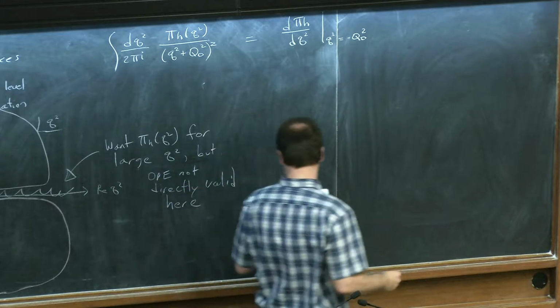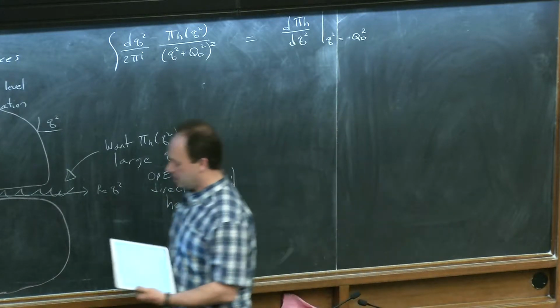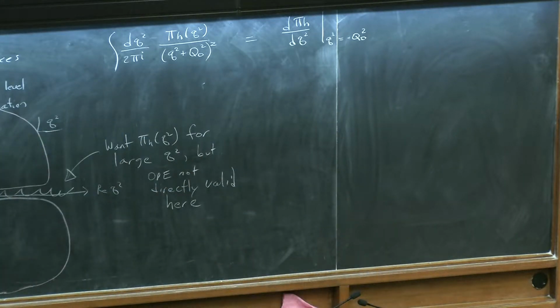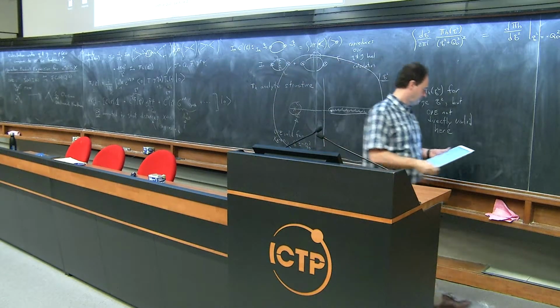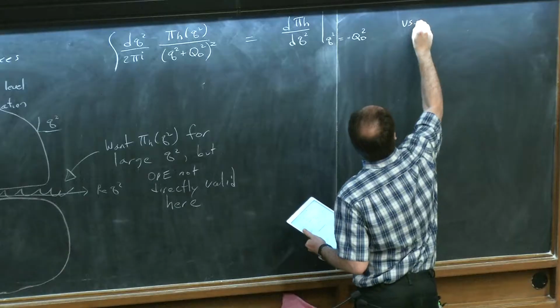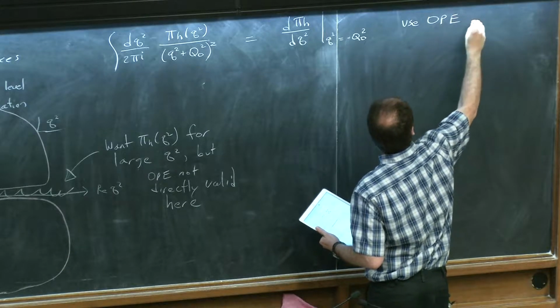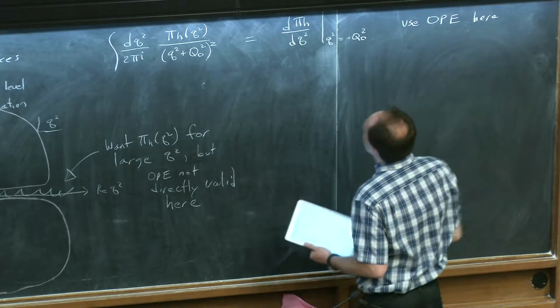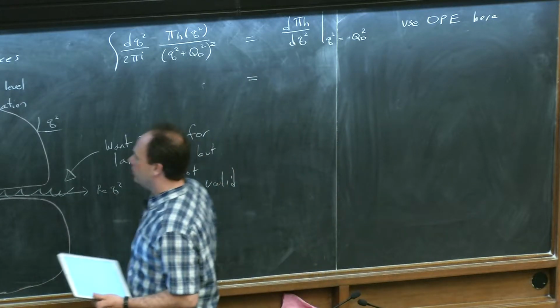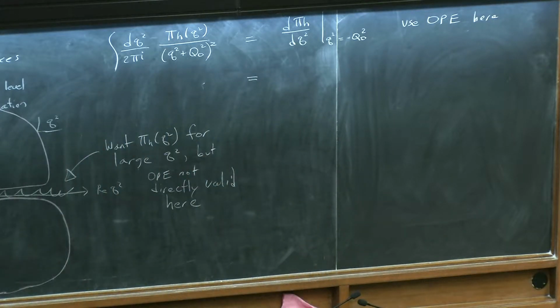And this I can calculate in the OPE because I've shrunk my contour down so that it's wrapping around this point, and it's in the region where the OPE is valid. So I can use the OPE for that. And then I can do another thing. I could just look at this contour as I drew it. And if I look at the contour as I drew it, I just integrate along the contour.